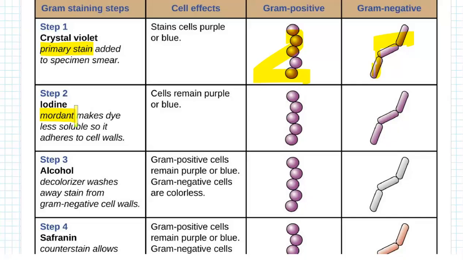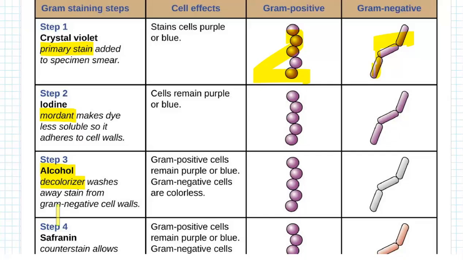Which cells have a thicker cell wall? Gram-positive or gram-negative? So overall, that crystal violet dye sticks to gram-positive cells better. Right? And then you apply alcohol, which serves as decolorizer. So decolorizer can remove crystal violet from the cell wall.